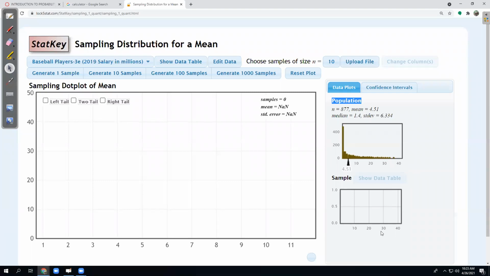It's not just a few of them, it's not just one team, it's all of them. So there are 877 baseball players. According to this, the average salary was $4.51 million.